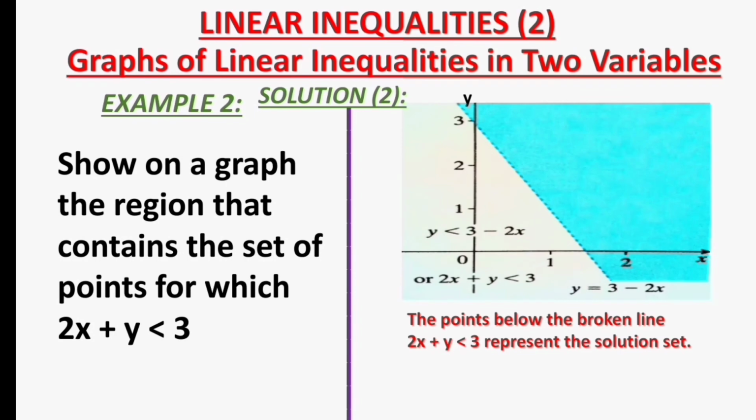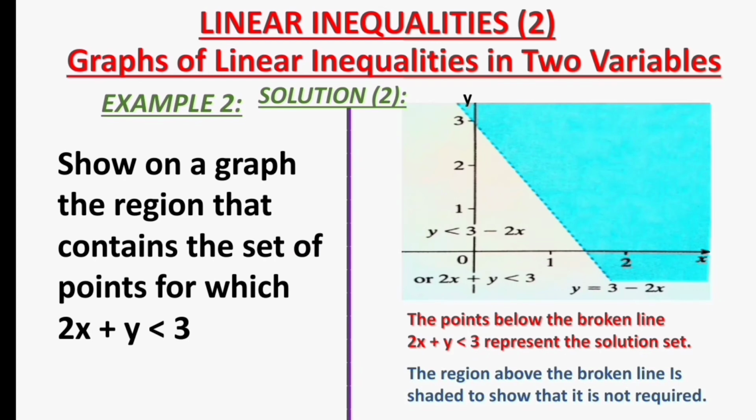For the final solution to example 2, the points below the broken line 2x plus y is less than 3 represent the solution set. The region above the broken line is shaded to show that it is not required. I hope the solution to example 2 is clear to you.